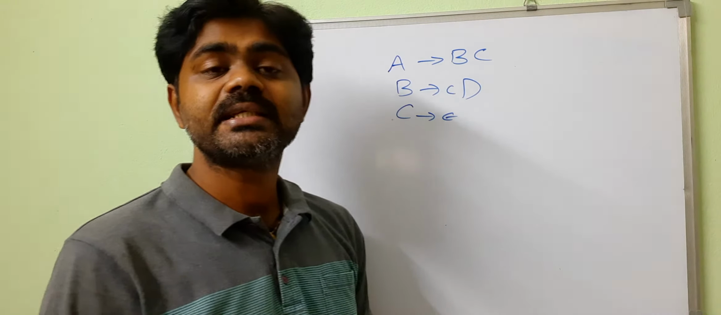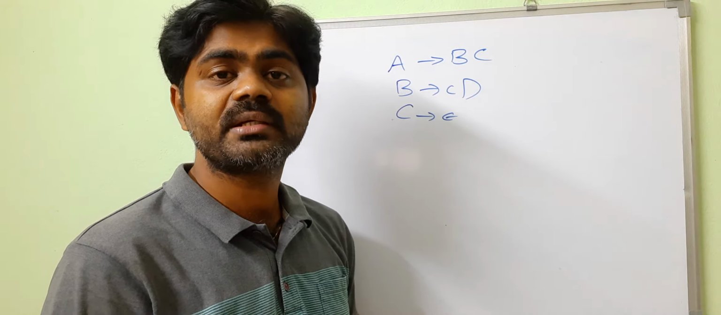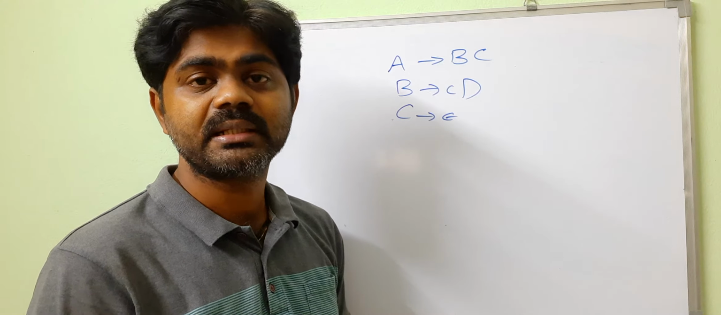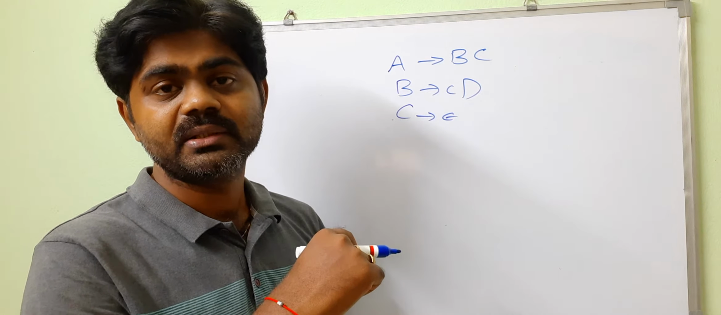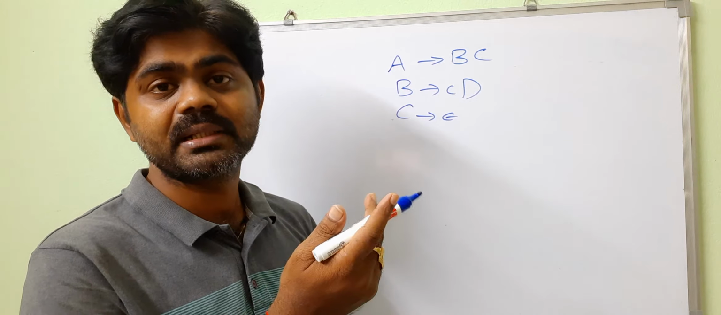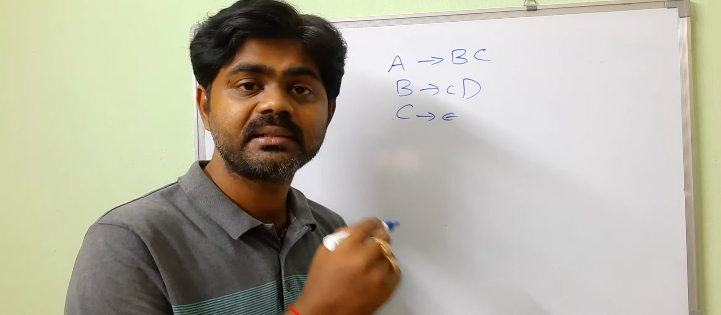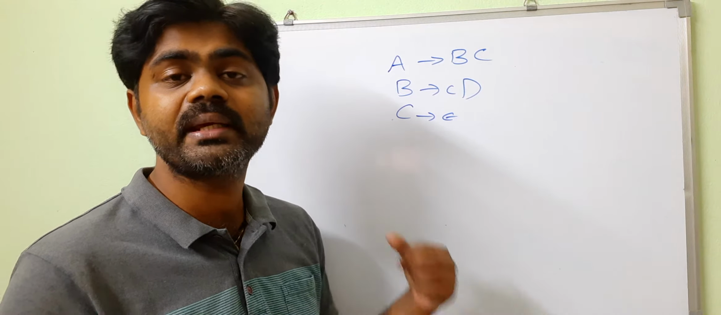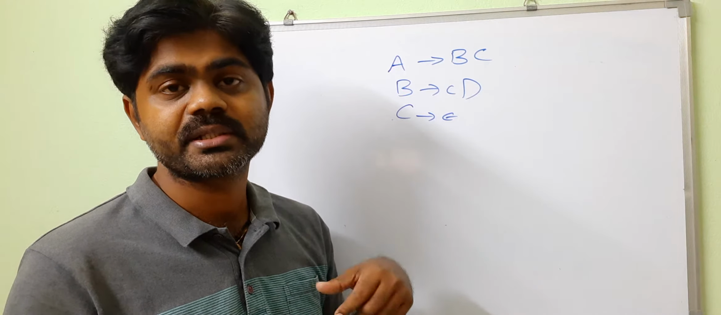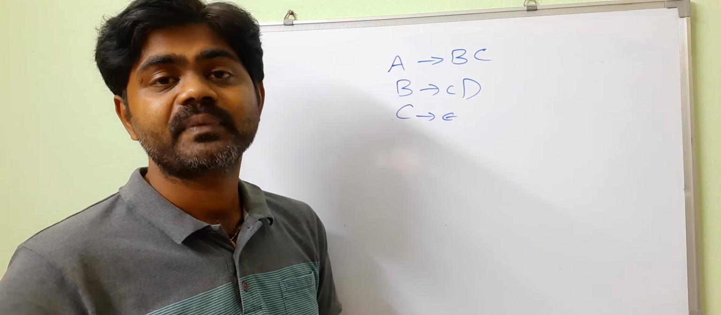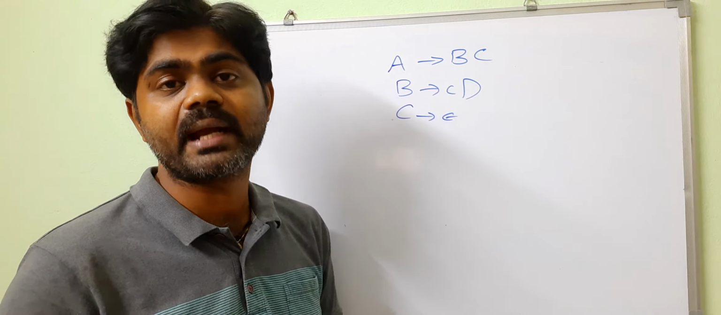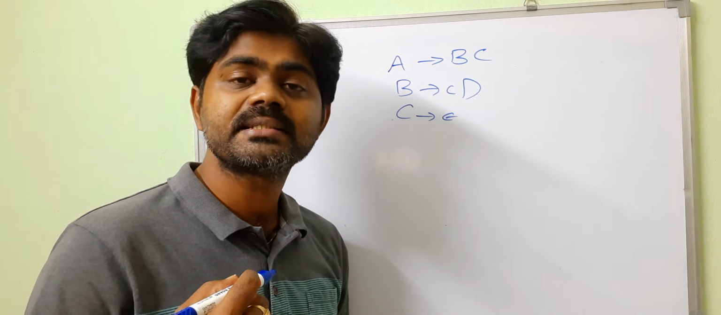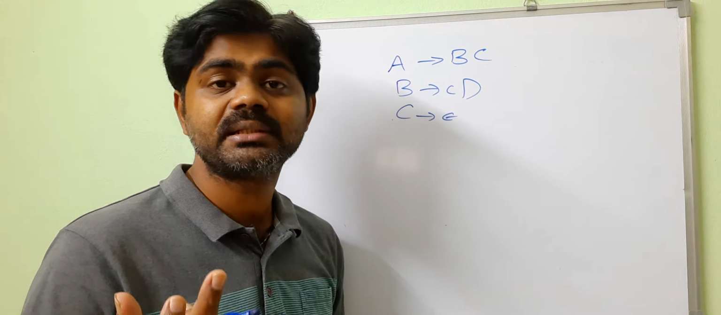You can also give C tends to epsilon. Here capital C is a non-terminal, epsilon is a terminal. So out of these three, what is our starting symbol? We started with capital A, so capital A is your starting symbol. In this way, we'll write productions. So here our topic is simplification of grammar, or we can also call it reduced grammar.